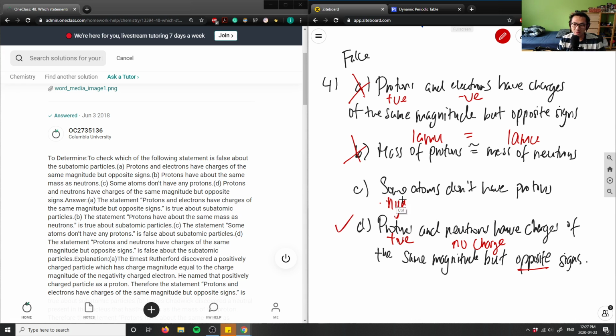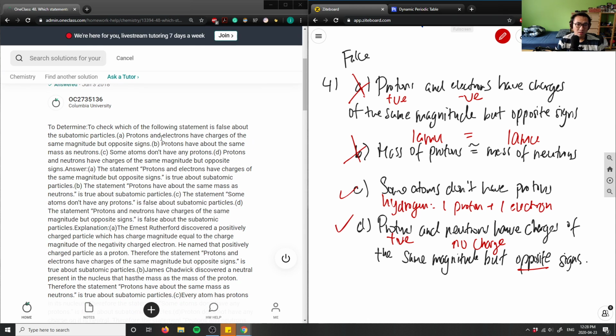Let me write this down. Hydrogen is made up of one proton plus one electron, right? So if the simplest atom has a proton, then the statement that some atoms don't have protons is also false, right? So I can say that C and D here are the false statements, because again, I can take hydrogen as the first example, and all atoms contain protons here.